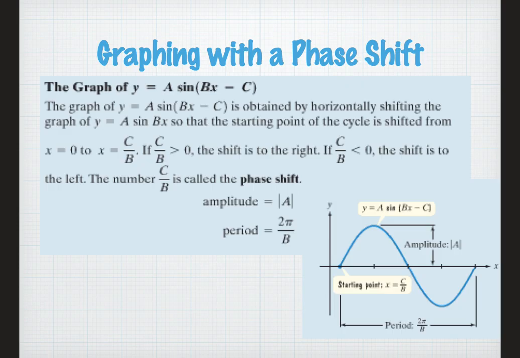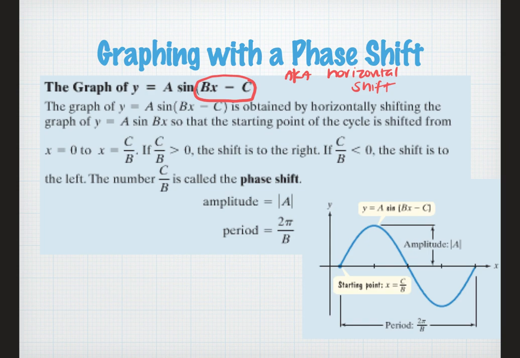All right, now let's talk about a phase shift. So a phase shift is the same thing as a horizontal shift. And just like every other horizontal shift, if I have something inside the parentheses and I am adding or subtracting to the x, it's going to cause a phase shift. If I subtract it, it goes to the right. If I add it, it goes to the left, just like all the other horizontal shifts, okay?